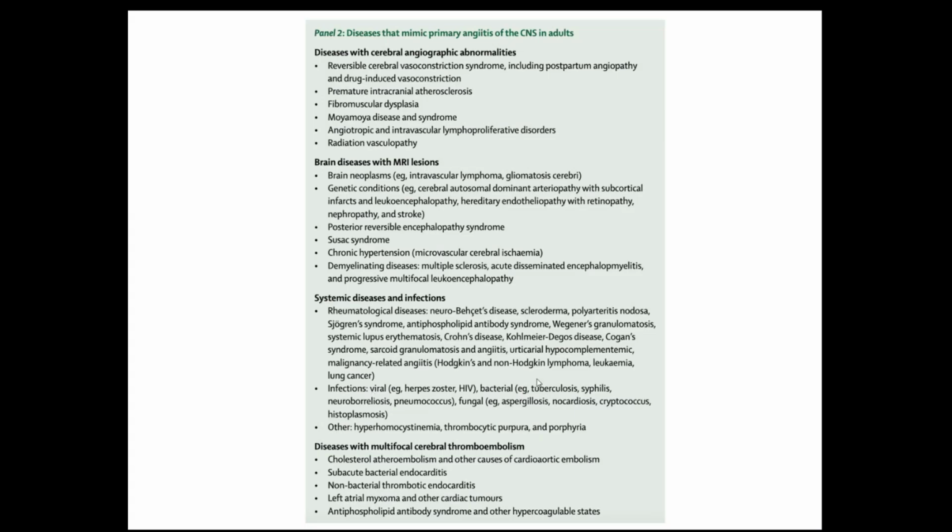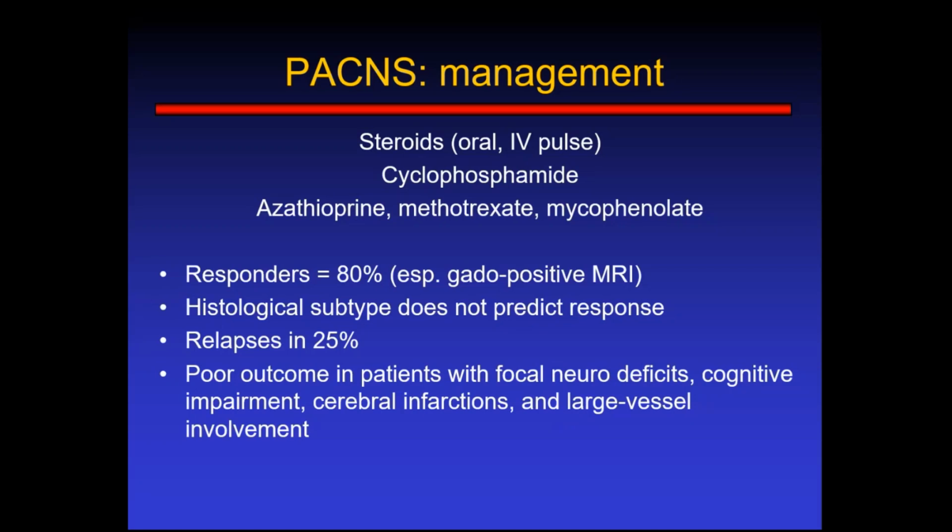There are many conditions that can mimic vasculitis. This is from that Lancet Neurology paper. RCVS historically has been a mimic, but I don't think today it should be confused. These are the other conditions: brain neoplasms, especially intravascular lymphoma, rheumatological inflammatory conditions, infections, myxomas, other things can mimic vasculitis.